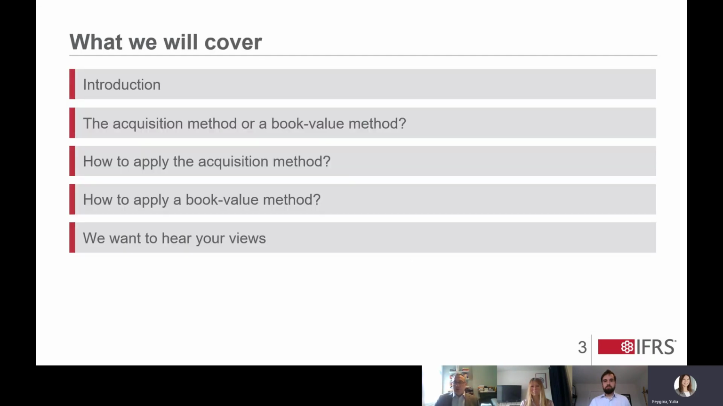There are three main topics we'll cover today. First, which method to apply to business combinations under common control in various circumstances. Second, how to apply the acquisition method. And finally, how to apply a book value method. In particular, how to provide historical pre-combination information in the primary financial statements and what other information to disclose.